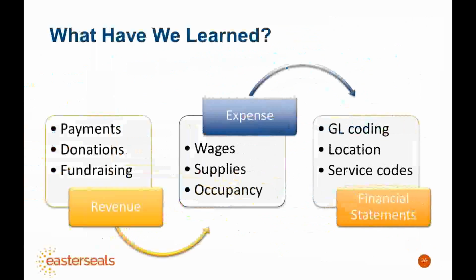So just to recap, revenue, which is the payments, donations, and fundraising, is the recorded income for the organization. Expenses such as wages, supplies, occupancy costs are subtracted from the revenue, and this shows either the profit or the loss of the organization. In order to see the financial story of an organization, financial statements are used. The GL coding, location, and service code that you put on the cash receipts, the purchase orders, and HR forms are used to categorize the revenue and expenses in the general ledger and are reflected on the financial statements.